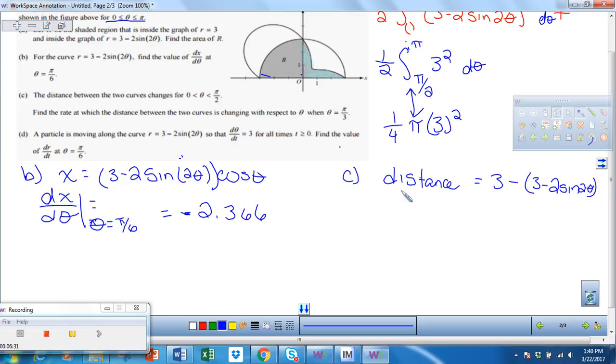So how do I find how fast that distance is changing? I take the derivative. So I'm going to take the distance with respect to theta. The 3 zeroes out, and I end up with negative 4 cosine 2 theta. Is my math right? Yeah. And I'm evaluating that at pi over 3. And I think, just from looking at my notes, that that is negative 2.